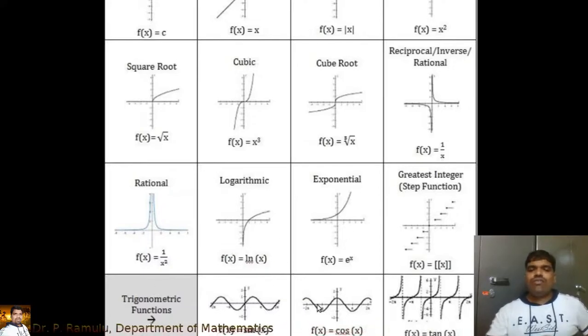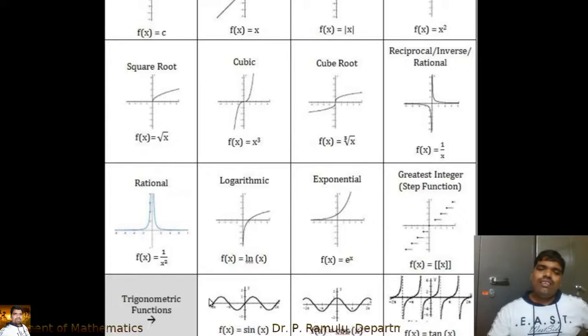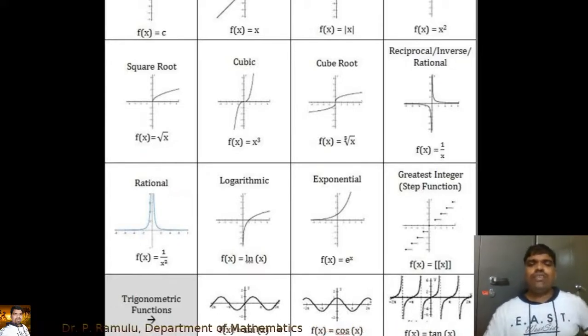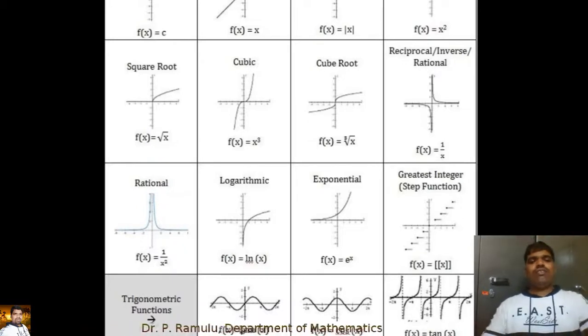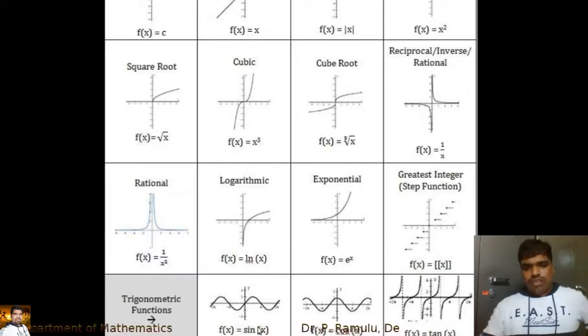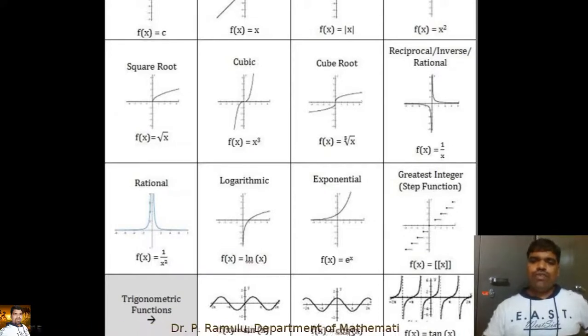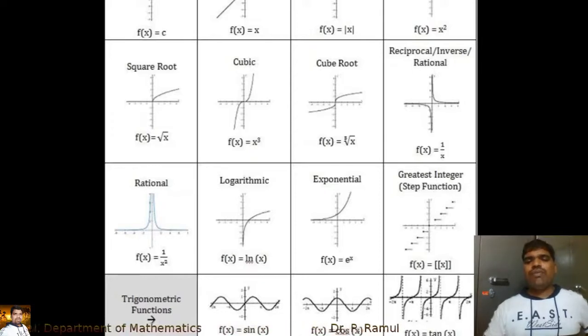Trigonometric functions. So, sin x, cos x, f of x equal to tan x. Here the range is minus 1 to 1 only. The range of this is minus 1 to 1. The function f is defined on R to minus 1 to 1. f of x equal to cos x. f of x equal to cos x is nothing but R to minus 1 to 1.